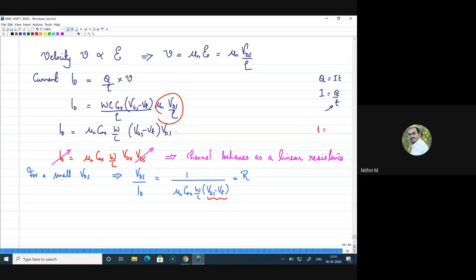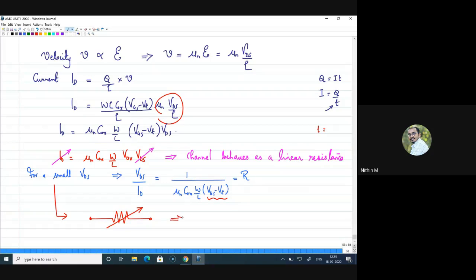So, when your VDS is small, I can write that the channel is actually equivalent to a resistance. Now, it is a linear resistance, but it is actually a varying resistance also. I can consider this as a voltage variable resistance. It is clear, right? Because how can I say it is a variable resistance? The resistance can be varied by varying the VGS voltage, right?